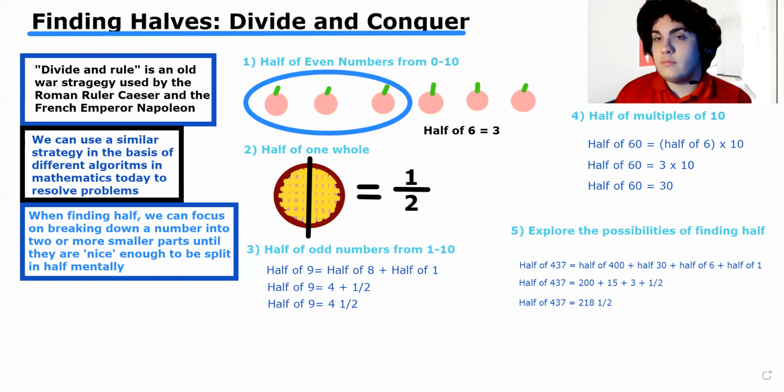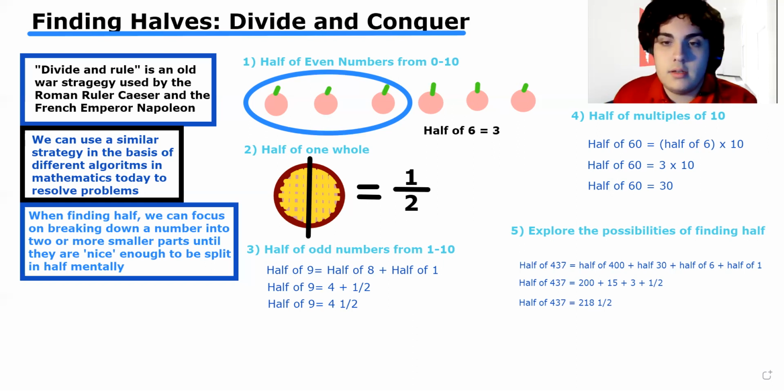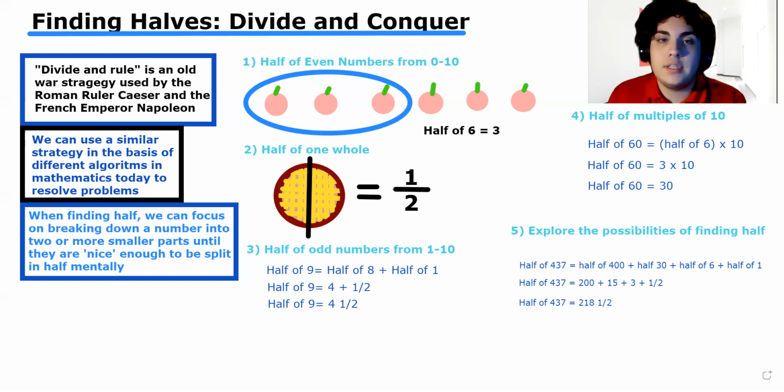Half of 30, well, I know that half of 3 is 1 and 1/2. Times 10 is 15. Next, half of 6, that is simply an even number between 0 and 10. Half of 6, just like in example 1, is 3. And half of 1, as in example 2, is 1/2. Now, maybe the trickiest part of this all is to add it all together. 200 plus 15 plus 3 plus 1/2. That's equal to 218 and 1/2.